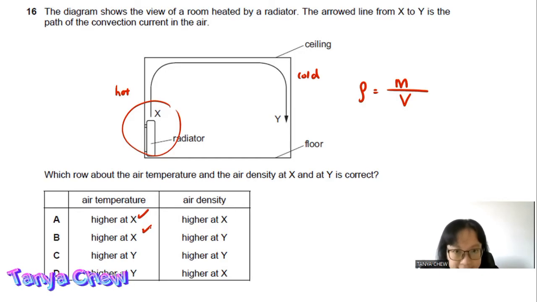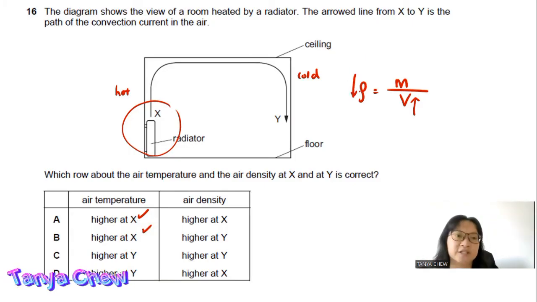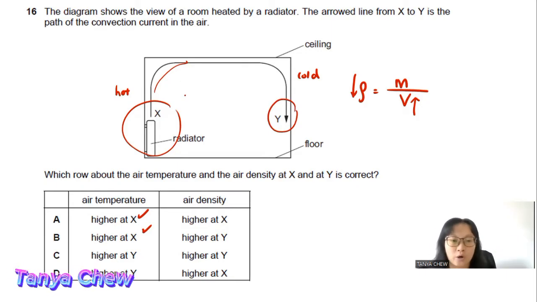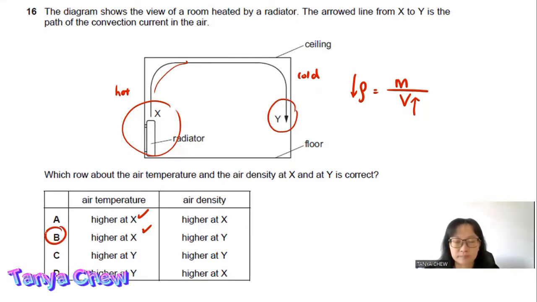But for the air density, when the air is hot, the air particles gain kinetic energy, so they will expand. So their volume increases, which decreases the density of the air. That is why they can rise compared to Y. So the density at X is lower, and higher at Y. B is the answer.